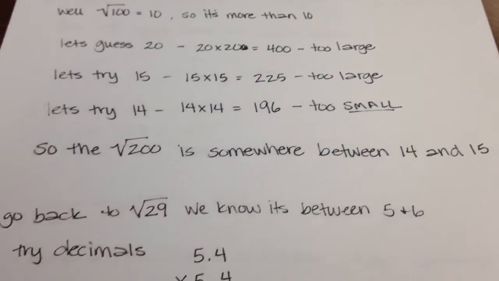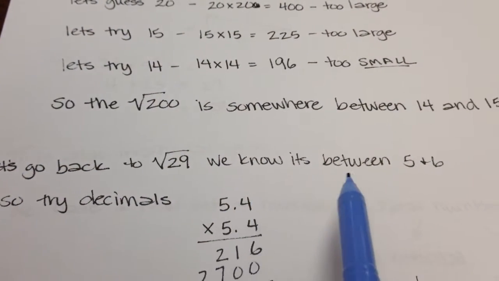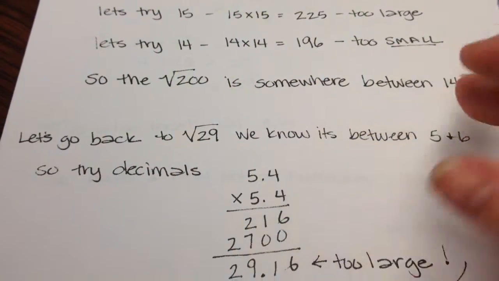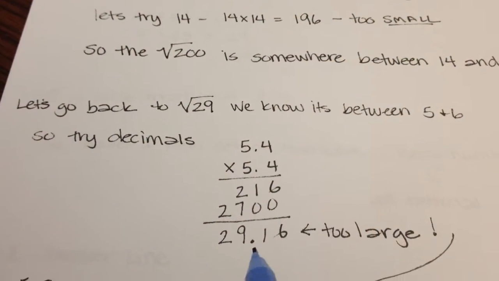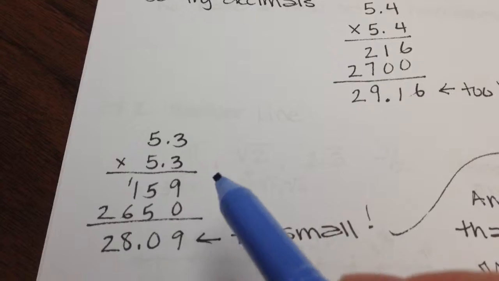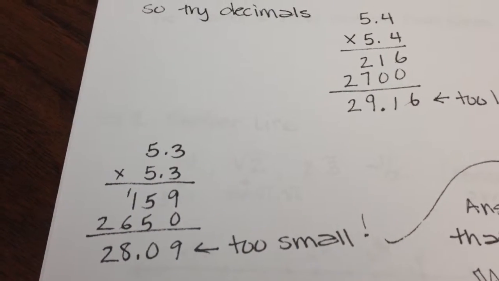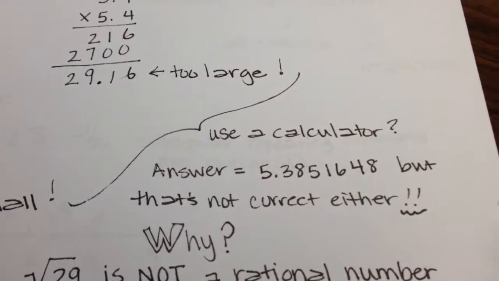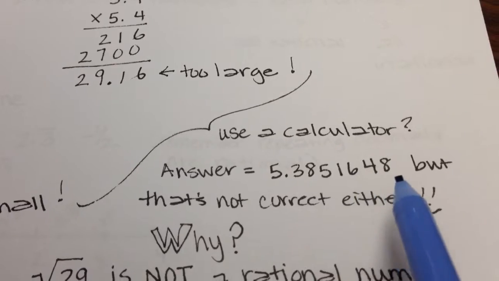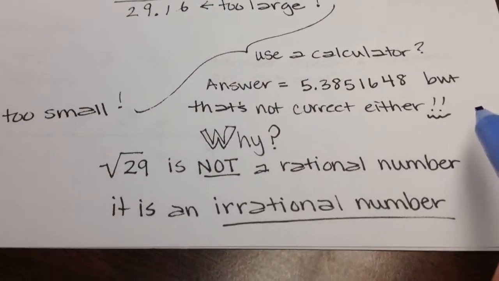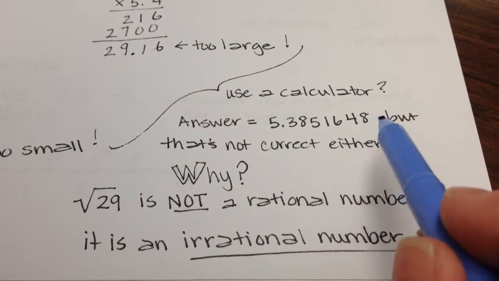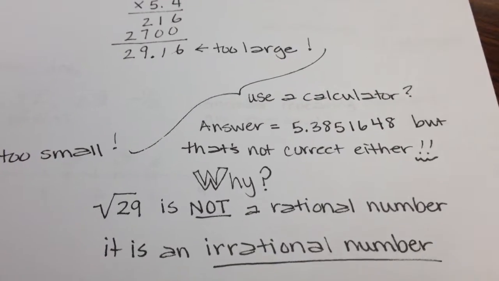196 and 225. So let's go back to the square root of 29. We know it's between 5 and 6, right? So try some decimals. 5.4 times 5.4 gives you 29.16. That's too large. How about 5.3 times 5.3? That's 28.09. That's too small. Well, what if we used a calculator? The answer would be 5.3851648. But that's not correct either. Why? Because it's not a rational number. It is an irrational number because these digits go on and on and on. You can try it if you want.